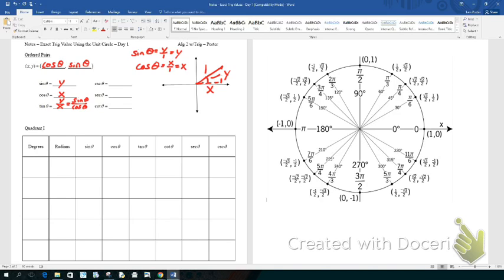Cosecant is the inverse of sine, so instead of y we would say 1 over y. Instead of x we would say 1 over x. Instead of y over x we would say x over y.